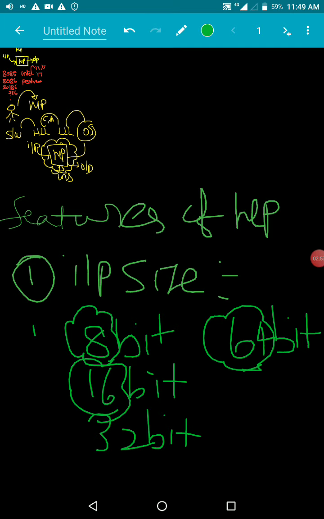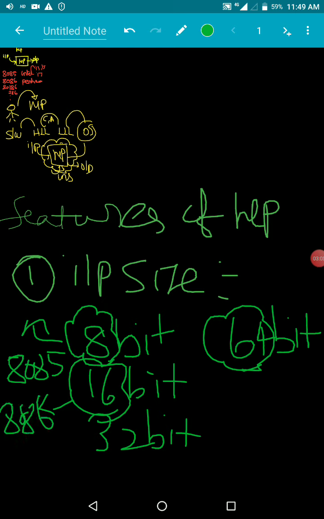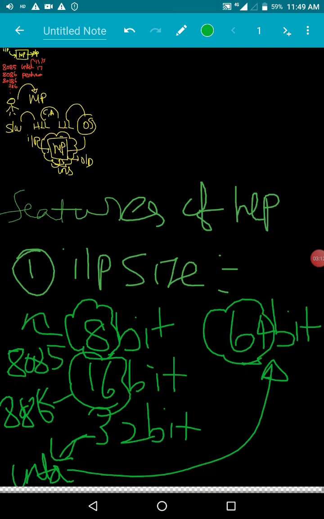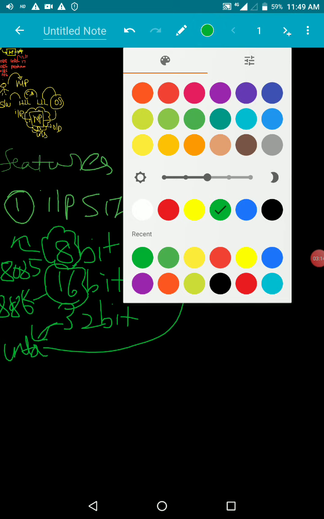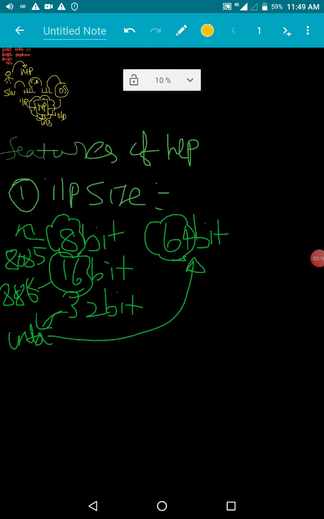The example of an 8-bit microprocessor is 8085. The example of a 16-bit microprocessor is 8086. Intel uses 32-bit microprocessors as well as 64-bit microprocessors. Then another feature is the instruction set.